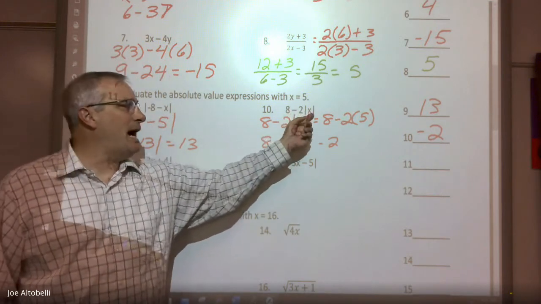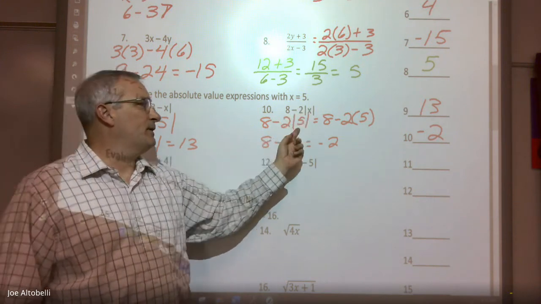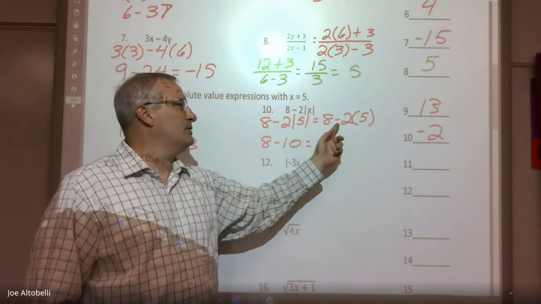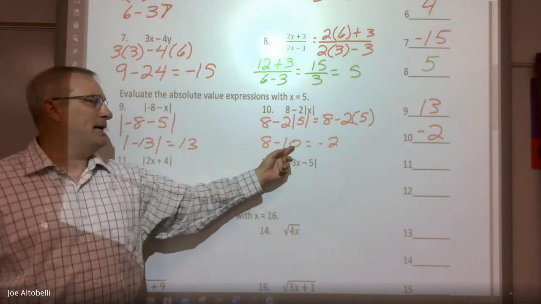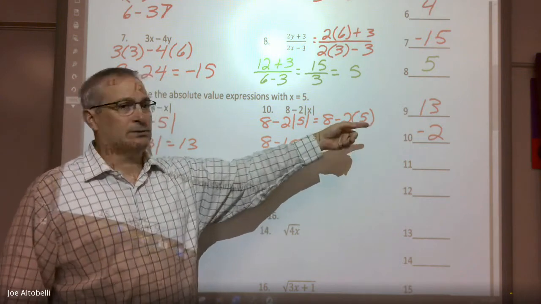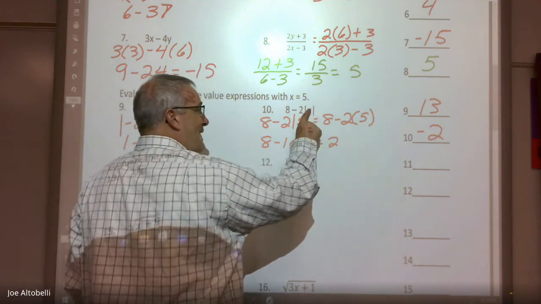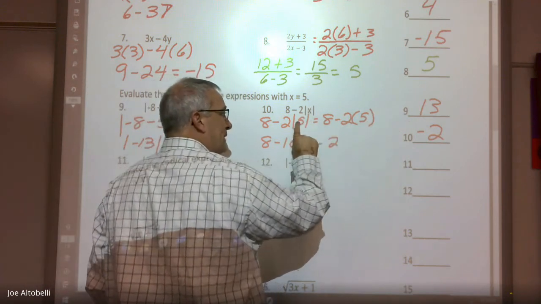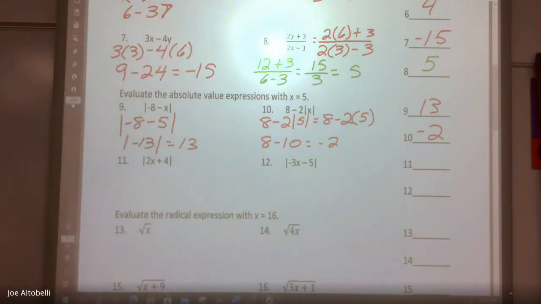This is 2 times the absolute value. Okay? We have to figure out the absolute value of 5 is 5, so it's 2 times 5 is 10. So we get 8 minus 10 is -2. So number 10 is -2. Even though there's an absolute value in the problem, you can end up with a negative answer. When I did the absolute value step, we get a positive. Then I don't have absolute value anymore. That's done. Okay? Go ahead, number 11.